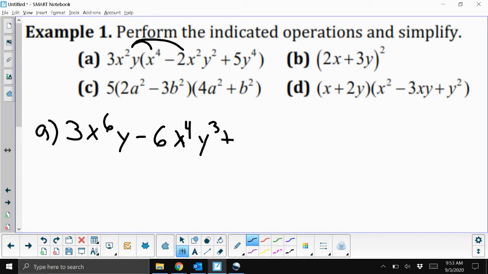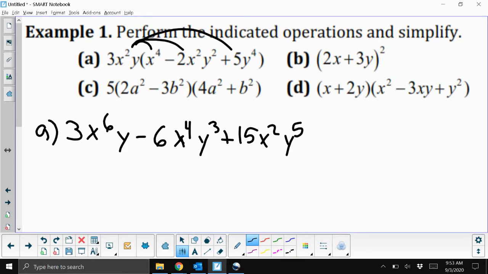And we're going to have plus the last one. So 3 times 5 is 15. No x's, so we just have that x squared. And then a y, and y to the 4th is y to the 5th. And that will be our solution. So notice we don't have any like terms, so we can't combine anything.